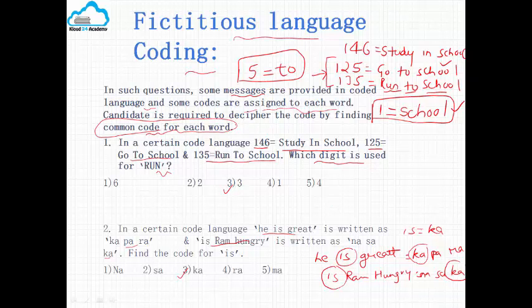So this was fictitious language coding. What we have to do is find the common code for each word and then we have to find the answer. So I hope it was clear to you.